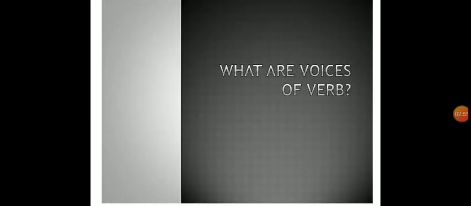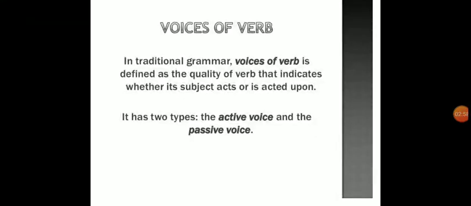Now what are the voices of verb? In traditional grammar, voice of verb is defined as the quality of verb that indicates whether its subject acts or is acted upon. Means the subject performs the action or the subject is acted upon by the verb. So it has two types, active voice and the passive voice.